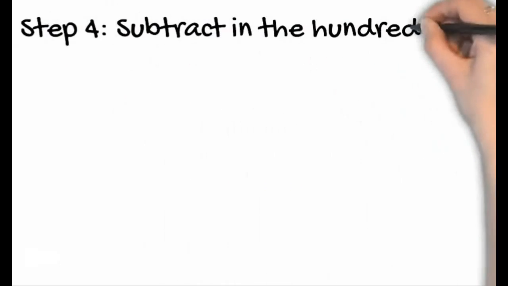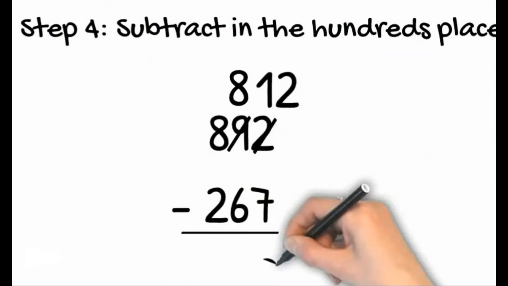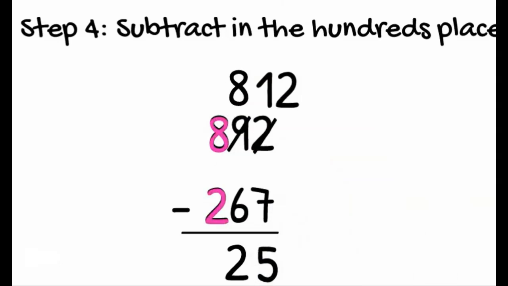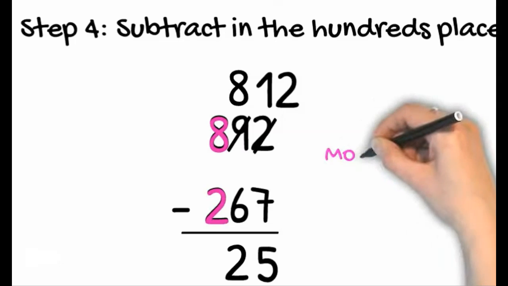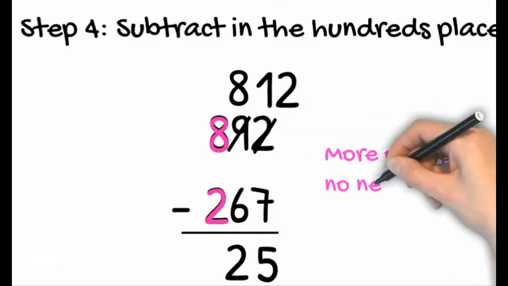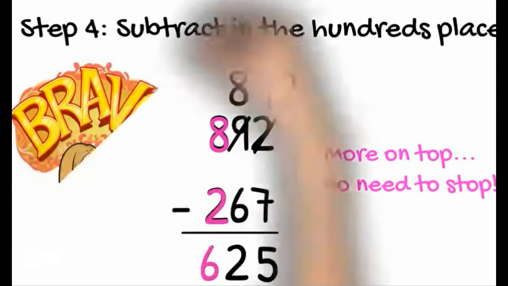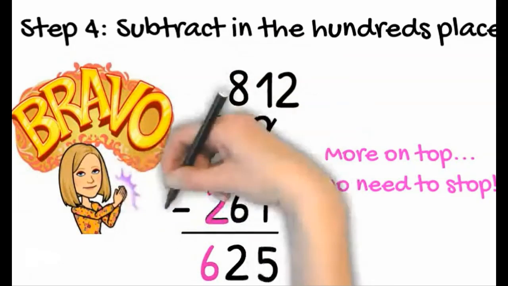Now we're ready for step 4. Subtract in the hundreds place. So now we have 8 take away 2. More on top, more on the floor? You're right, it's more on top. 8 take away 2 is 6. Bravo! Our answer is 625. You did subtraction with regrouping.